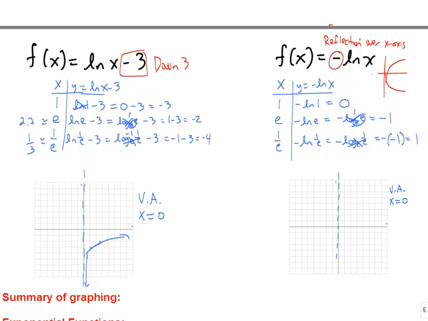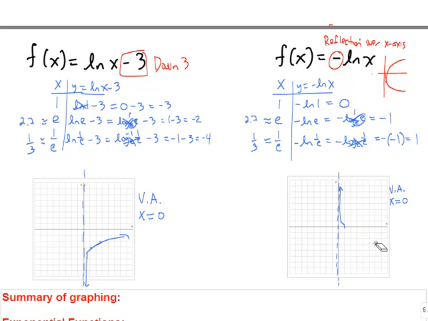So my points, when I plot them, are going to be 1, 0, e, which is about 2.7, comma negative 1, so go over 2.7, down 1, and 1 over e, which is about a third, comma 1, so go over a third, up 1. And now I'm going to get these points going up towards that asymptote on the left and decreasing to the right. And my graph is a little bit crooked here, but you get the idea. So it's that same ln graph but shifted upside down. Okay, let me clean that up just a little bit.